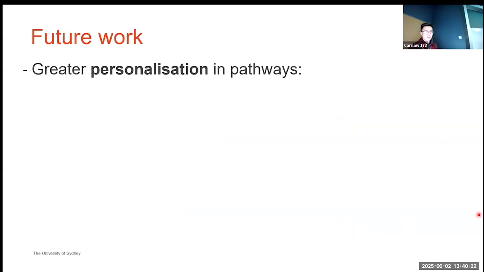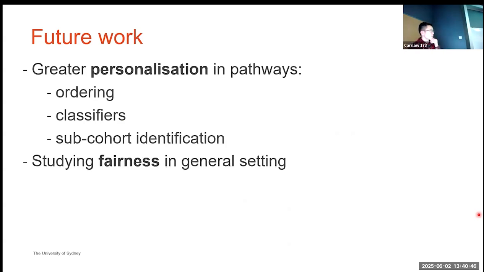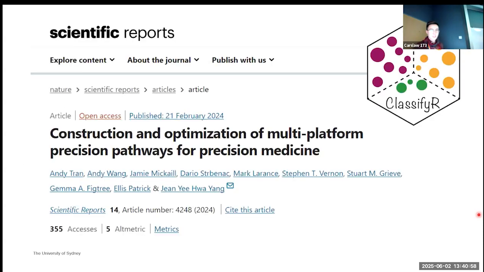Okay, just to wrap up this part of the presentation, there's still a lot of scope for future work. For example, in the pathways that we make, we enforce the same pathway on everyone in the population. So there's scope for doing more personalization in the pathways by looking at different orderings, using different classifications or different subcohorts. And then also studying fairness in a general setting, because in our case we only have 2 platforms and 2 groups, which is a very simplistic situation. Extending this into a more general setting would be very interesting. And our paper was also published in Scientific Reports last year.